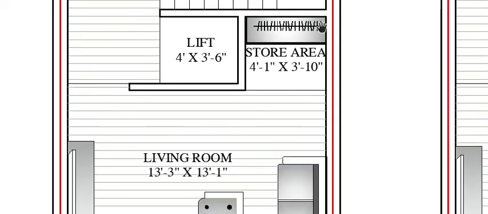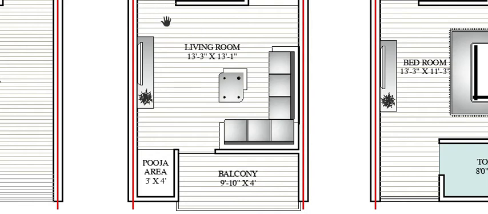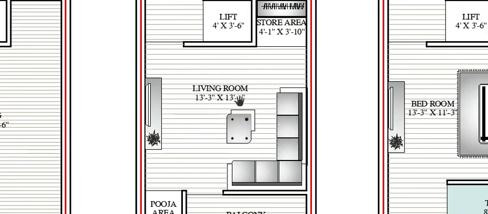It means here to here is 4 feet 1 inch and here to here is 3 feet 10 inch. This is the main entry for the living room. Here is the location of the sofa.